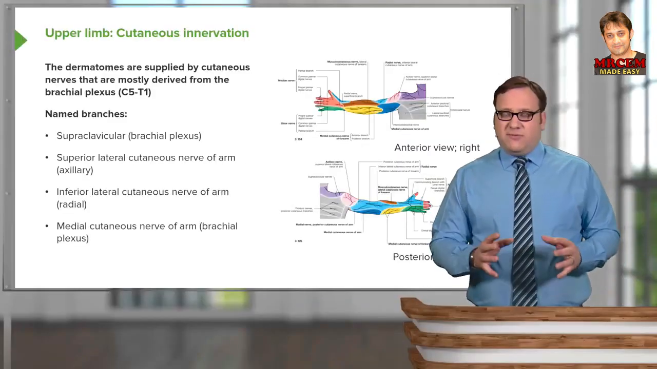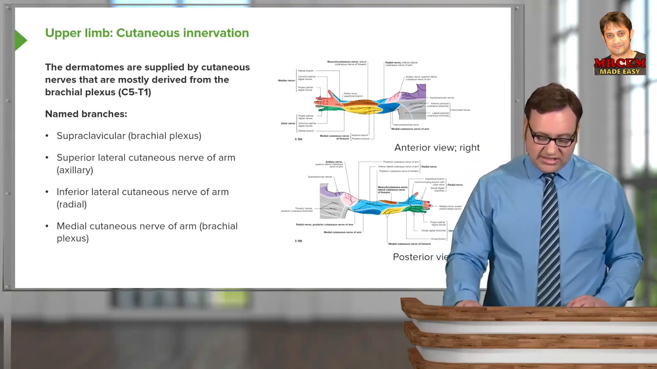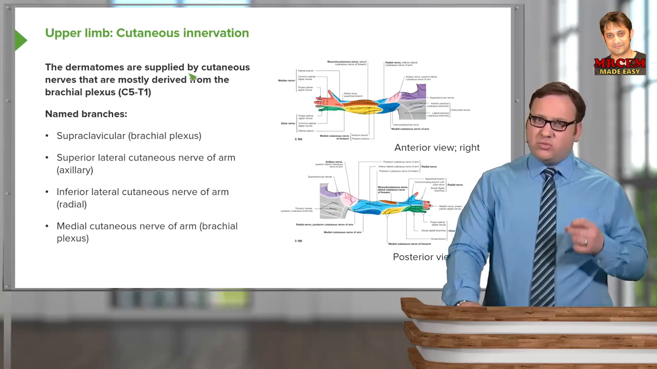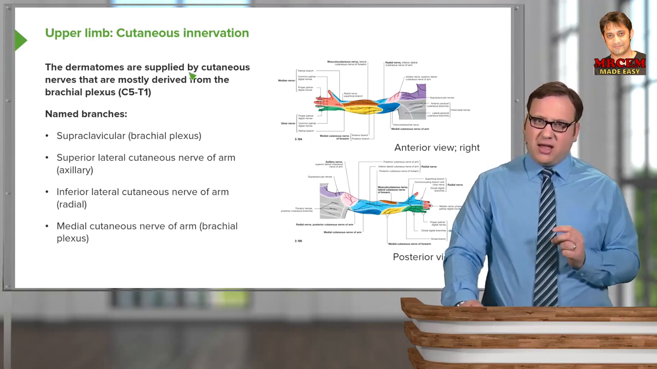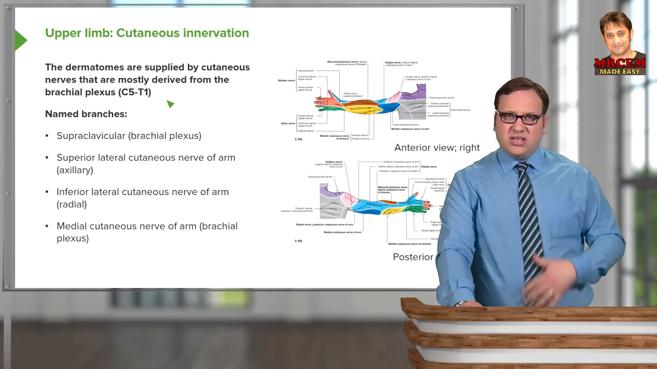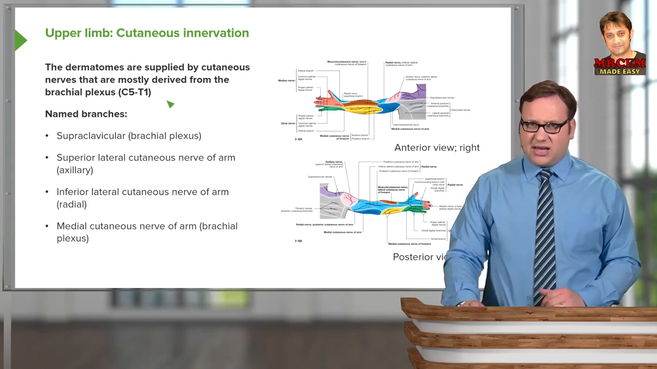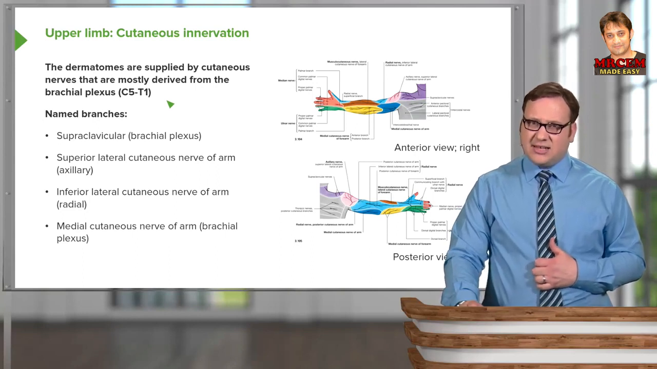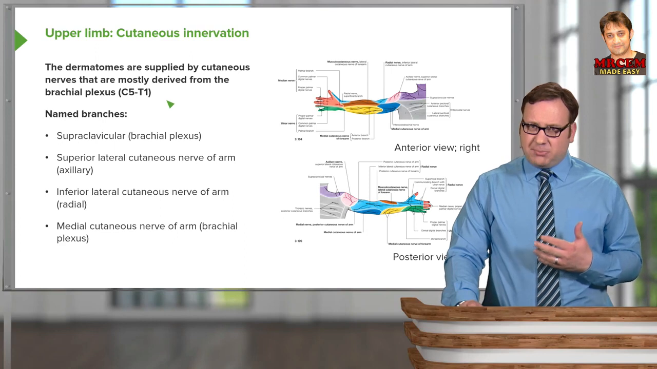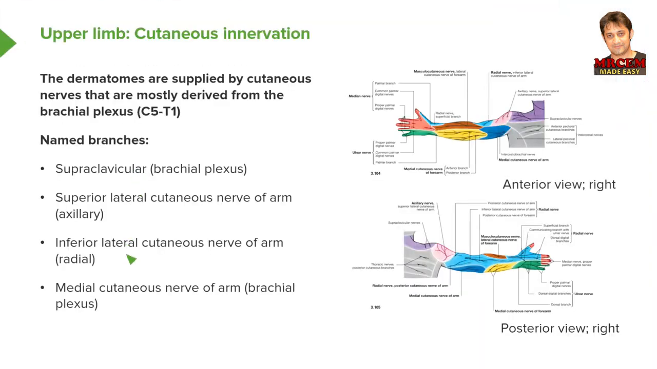So we've looked at areas of the upper limb that receive innervation from the spinal cord segments, the dermatomes. But what actual nerves supply the dermatomes? Because these are named. The dermatomes are supplied by cutaneous nerves, and these are mostly derived from the brachial plexus. The brachial plexus we'll cover in great detail in the next lecture. It is coming from segments C5, C6, C7, C8, and T1. Spinal cord segments give rise to a whole series of nerves that form the brachial plexus. And we have a whole series of named branches.